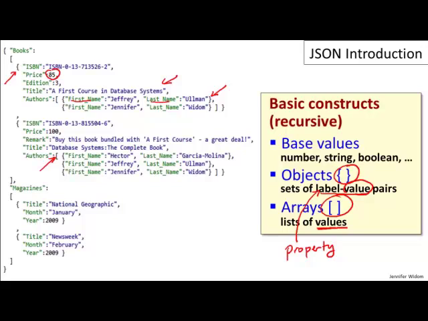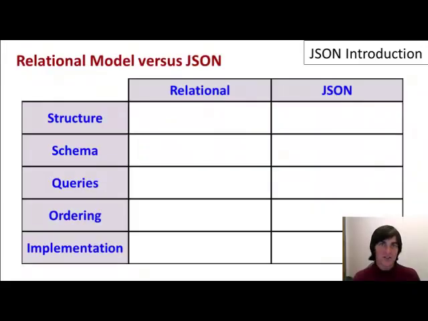We have a couple of examples of heterogeneity in here. For example, this book has an edition and the other one doesn't. This book has a remark and the other one doesn't. But we'll see many more examples of heterogeneity when we do the demo and look into JSON data in more detail. Now let's compare JSON and the relational model.